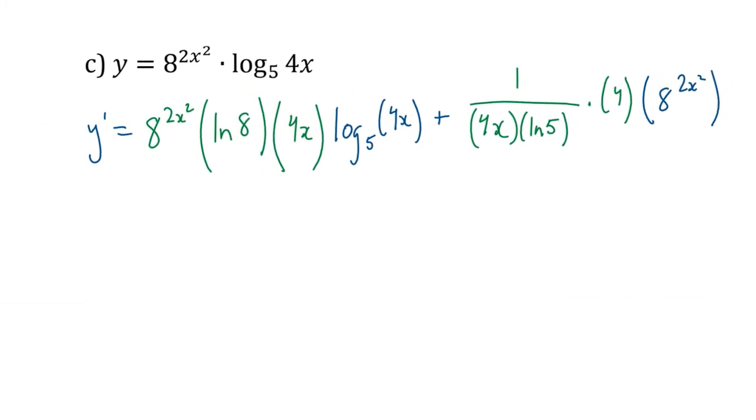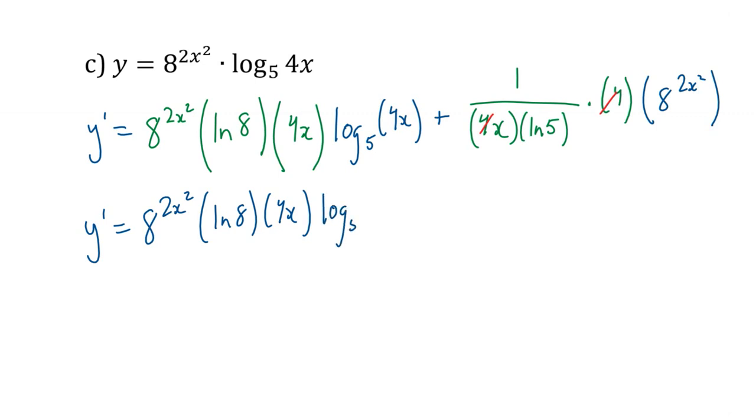These 4's simplify to 1. So I don't think there's much I can do to simplify this part. Ln of 8 times 4x times log base 5 of 4x plus 8 to the 2x squared over x ln 5.